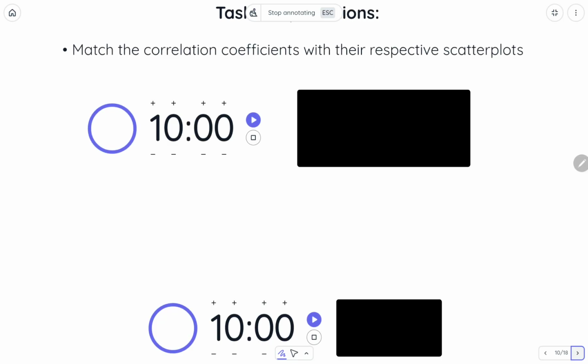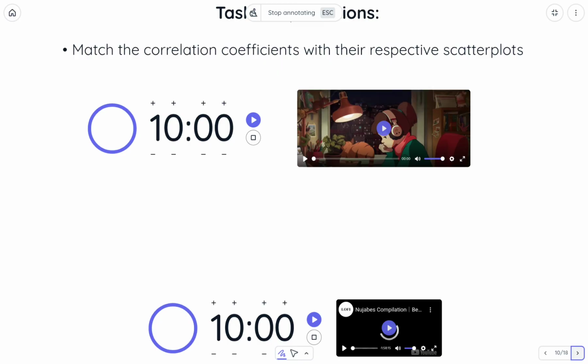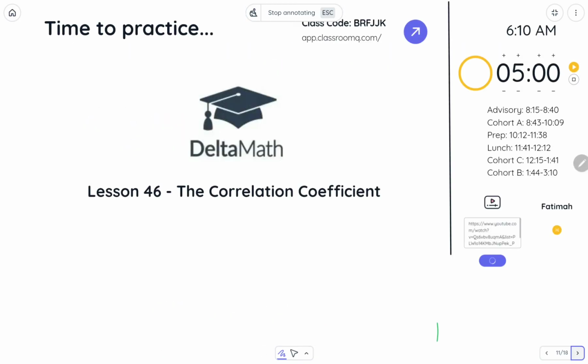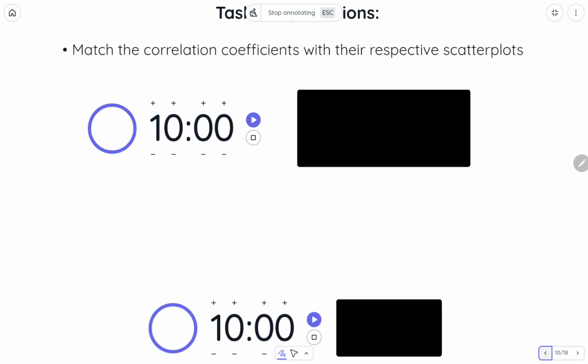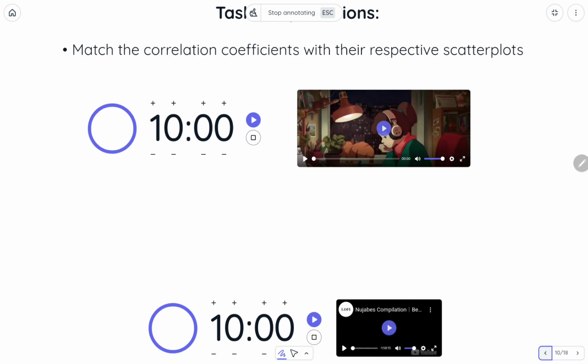All right, and I don't know what's happening here, but match. Oh, you know what I did? I know what I did. Hold on, I'll be right back.